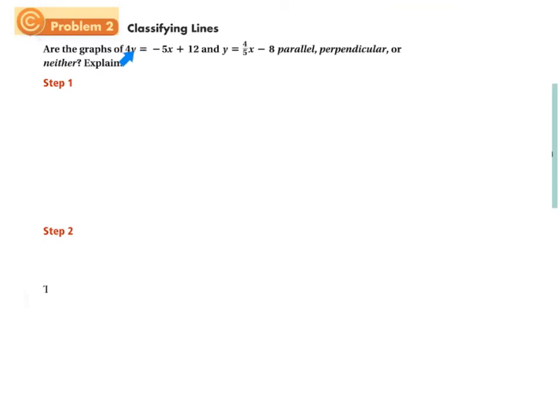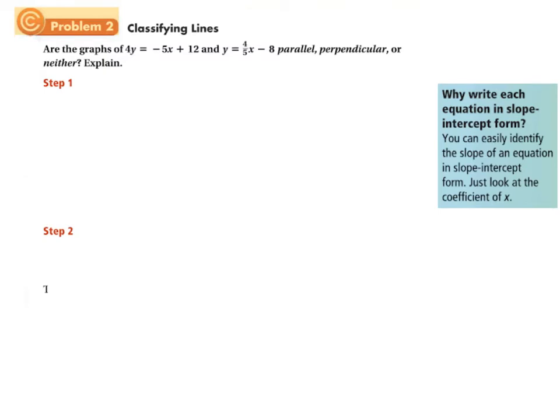So are the graphs of this line, 4y equals -5x plus 12, and this line, y equals 4/5 x minus 8, parallel, perpendicular, or neither? So what we need to do really is, we can examine this slope right here, it's 4/5, but what we can't do right now easily is examine this slope. So we need to change this form, okay? Let's see what they say about this, okay?